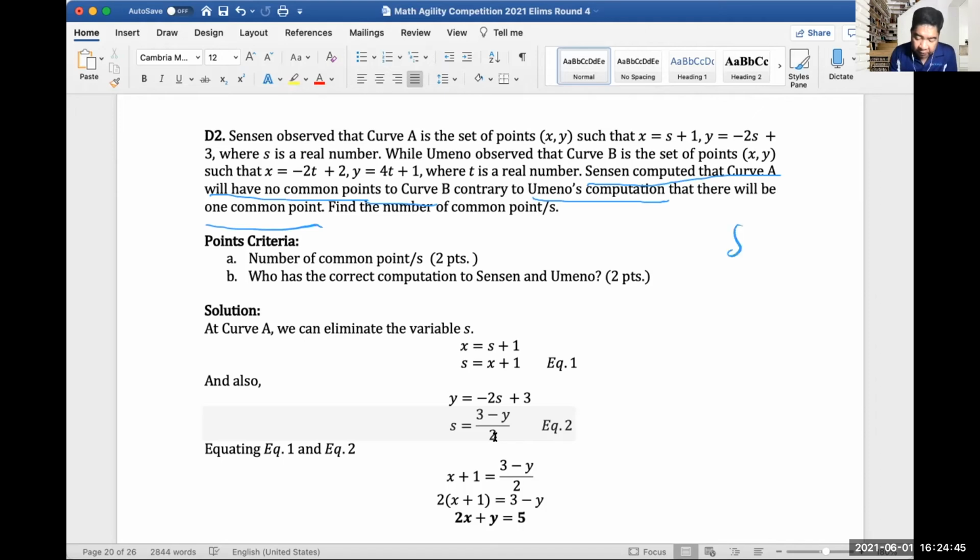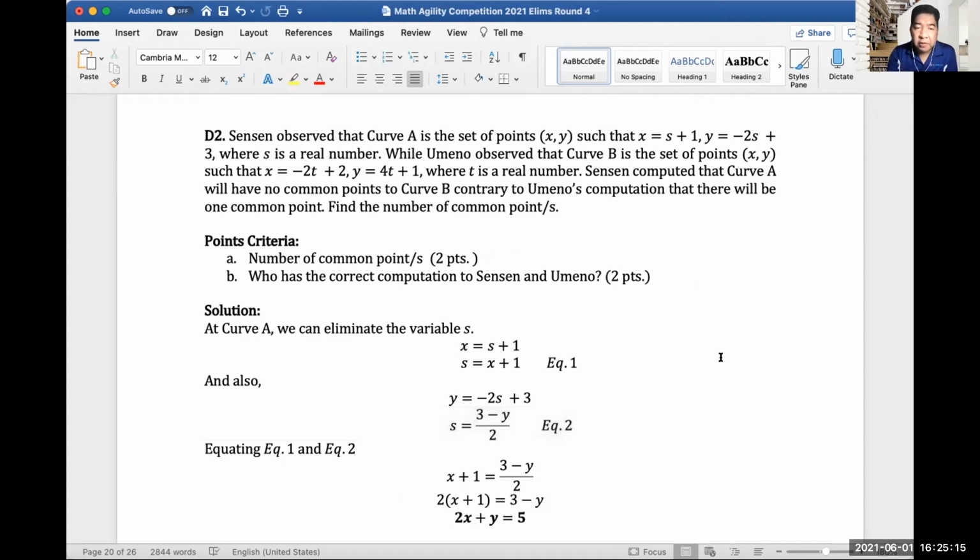So Sensen said 0, and Umeno 1, right? One common point. So we are required to find the number of common points. It says here, number of common points. Try to find that. And who has the correct computation? Is it Sensen or Umeno? Okay.